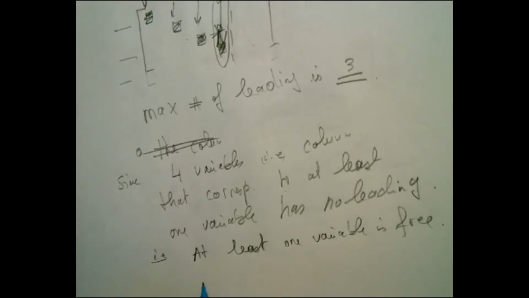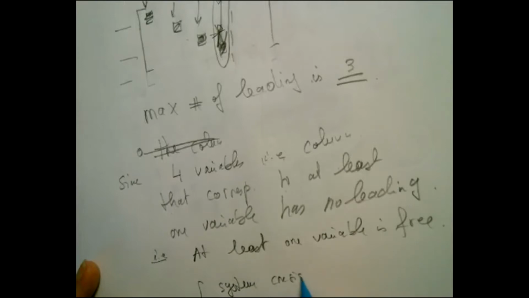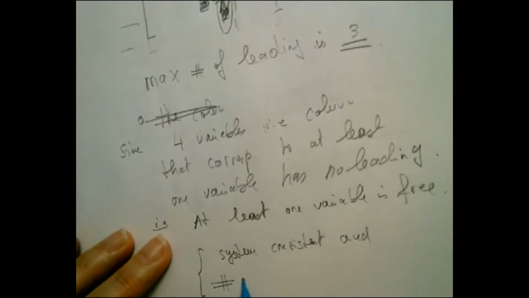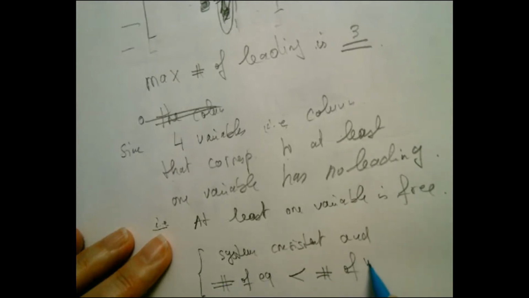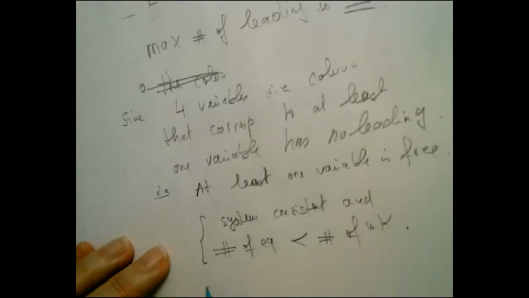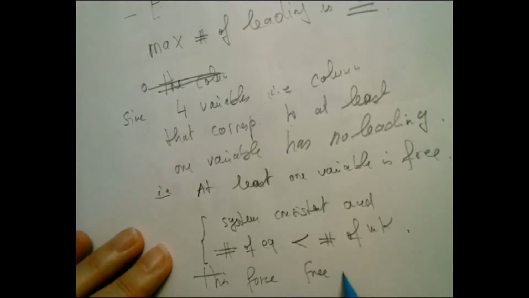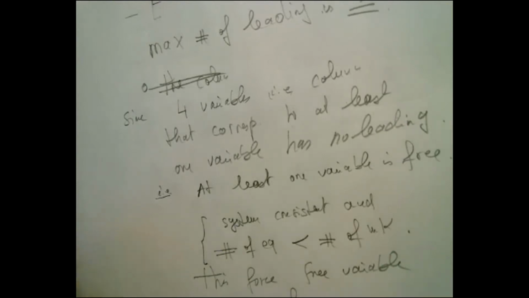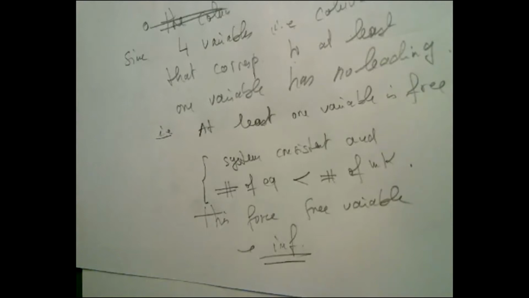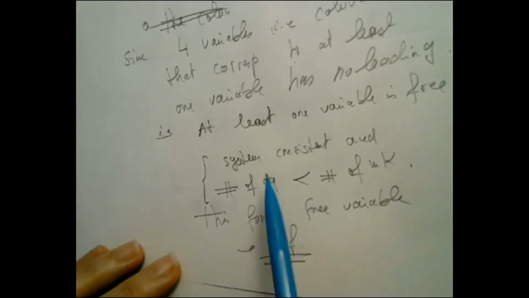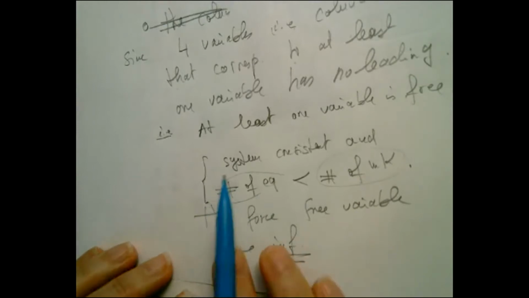So suppose the system is consistent, and that's crucial, meaning there is a solution, and the number of equations is strictly less than the number of unknowns. This forces a free variable. This forces a free variable. Hence, we have infinitely many solutions. This type of system is called an indeterminate system. A system where the number of equations is less than the number of unknowns is indeterminate.